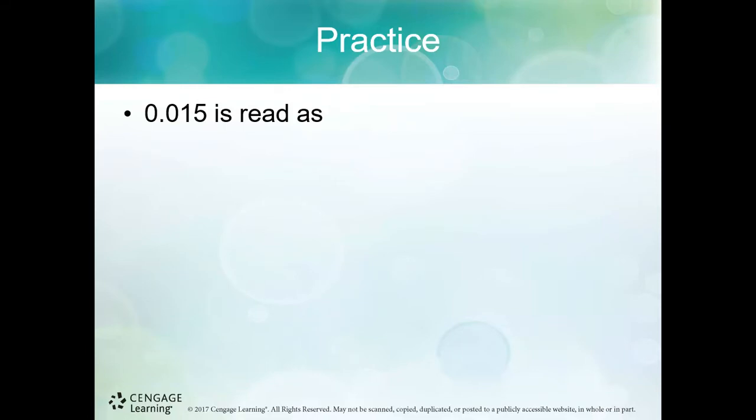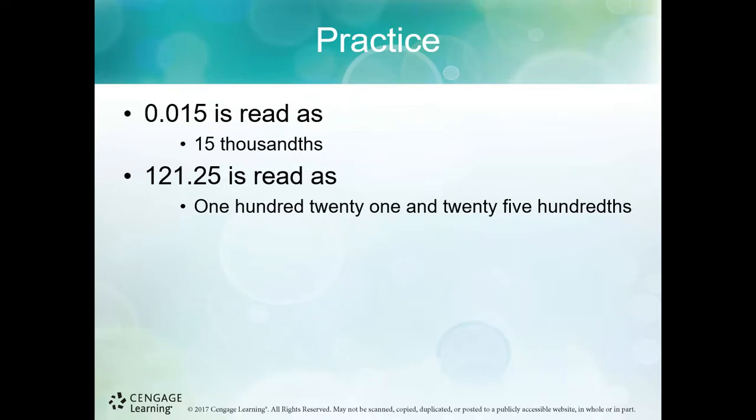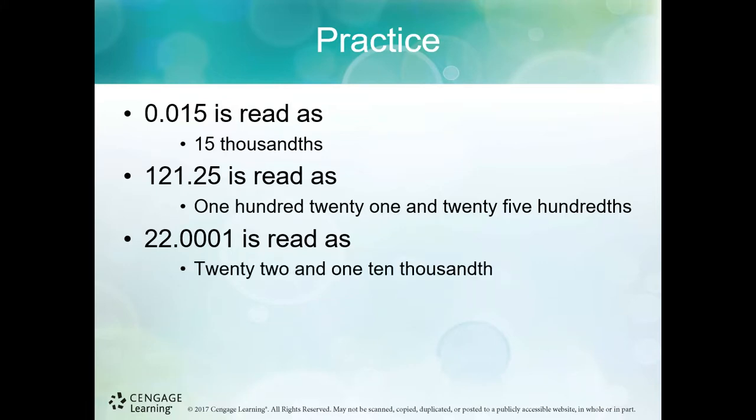So 0.015 is read as 15 thousandths. And here again, click on the stop so that you can complete it. 121.25 is read as 121 and 25 hundredths. 22.0001 is read as 22 and 1/10,000th.